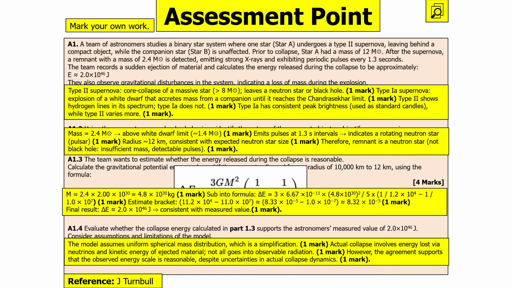Finally, the model assumes uniform spherical mass distribution, which is a simplification. The actual collapse involves energy loss via neutrinos and kinetic energy of ejected material, so it won't all go into observed electromagnetic radiation. However, the agreement does support that the observed energy scale is reasonable, despite the uncertainties in the actual collapse that does take place.